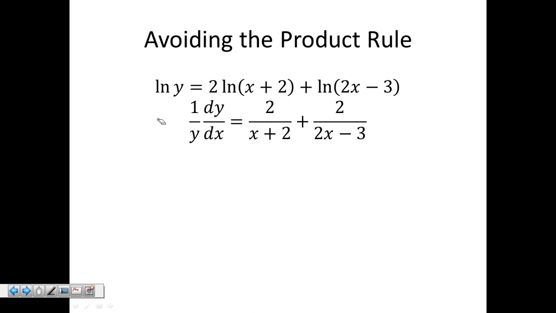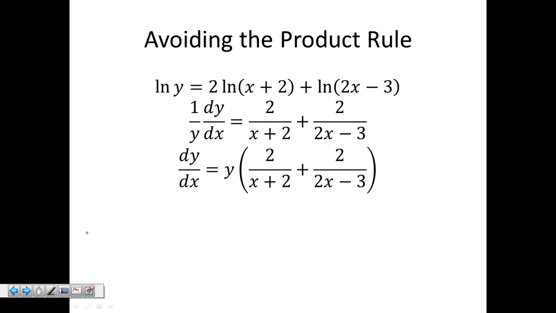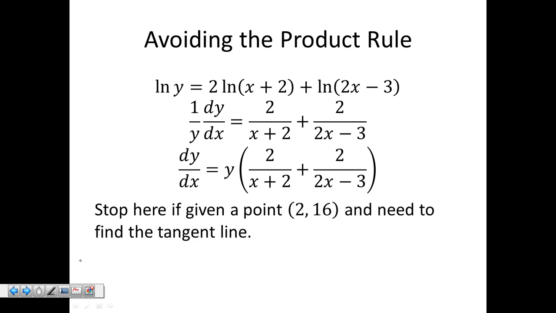and I want to solve for dy over dx, so that means I'm going to multiply this y over to the right side of the equation. So I have dy over dx equals y times this entire right side. Now this would be a great place to stop if I was given a point, and by the way, the point for this original equation would be a good point, I should say. It would be the point 2 comma 16. I actually plugged 2 into the original equation and got 16 out. If they asked me to find a tangent line at a given point, I'd stop here.